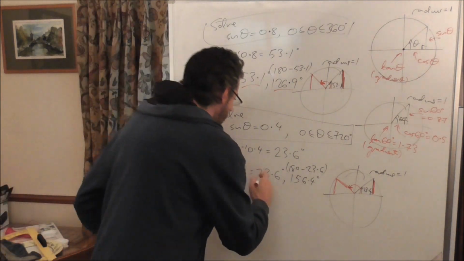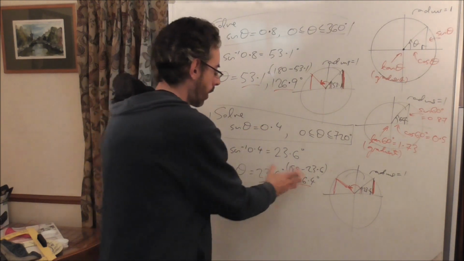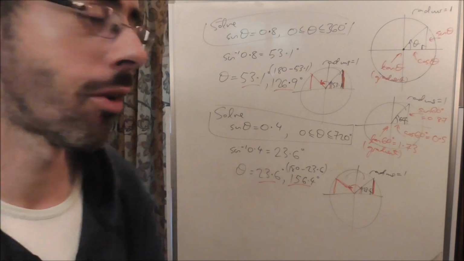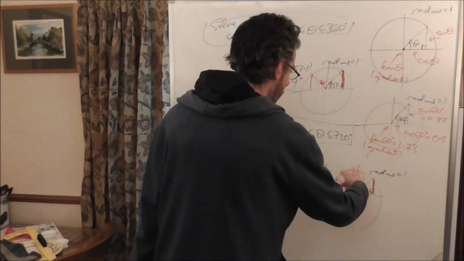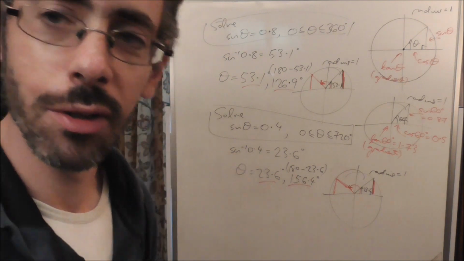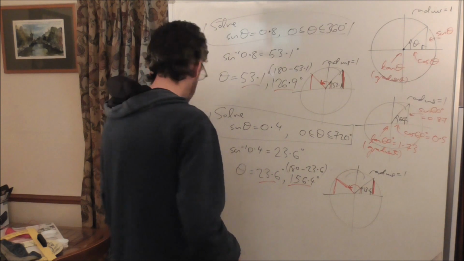So if you've got an equation sine theta equals something, to get the second angle, you always subtract the first angle from 180 degrees. So once you know that, you don't really need to draw these pictures anymore, you can just do that straight away. You get the first angle from the calculator, then you subtract it from 180 degrees to get the second angle. So are they the only two solutions?